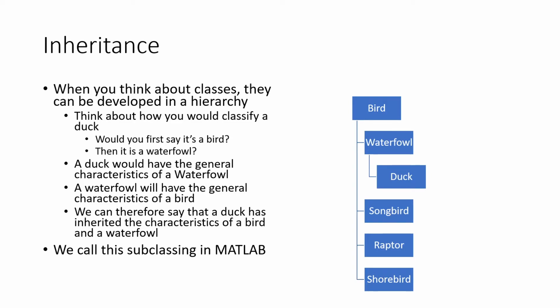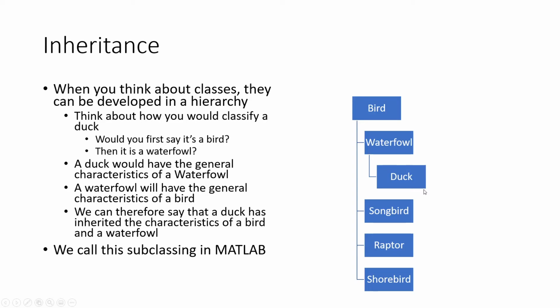So let's think about this idea. We have what we call inheritance. So let's take a moment to think about a duck. And a duck is a type of waterfowl. So what do you think of first when you classify a duck? Do you say it's a bird? Is it a waterfowl? What is it? So if we think about the hierarchy, right, we start with a bird, and a waterfowl is a type of bird, and a duck is a type of waterfowl.